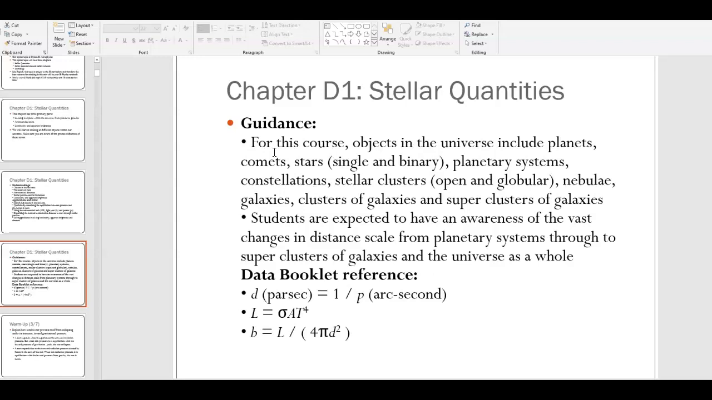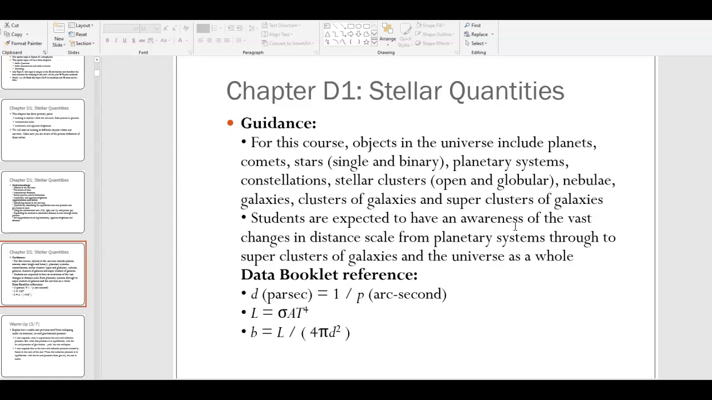And then just for some guidance, here is some things to know about D1. For this course, objects in the universe include planets, comets, stars, planetary systems, constellations, stellar clusters, nebulae, galaxies, clusters of galaxies, and superclusters of galaxies. Now, this is why the first assignment I gave you was to just take down notes from your textbook and from the PowerPoint slide, because a lot of these things are not things that really need to be explained in any depth, but they're kind of definition-y type of things that you just need to be aware of.